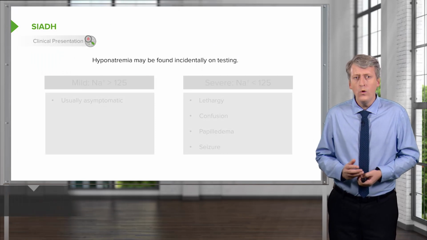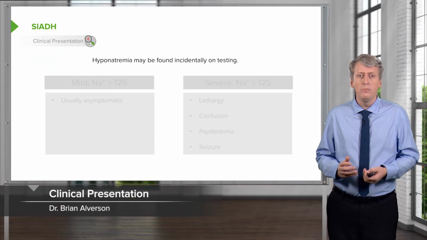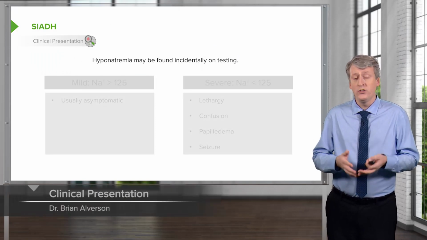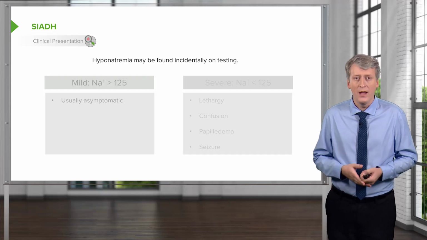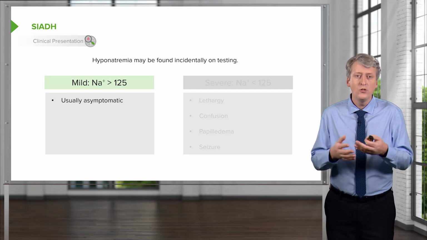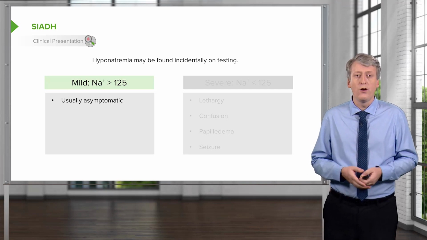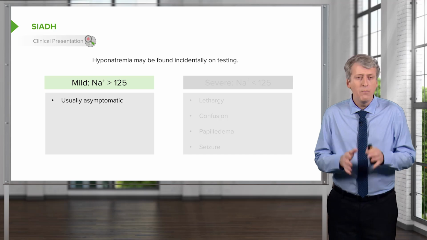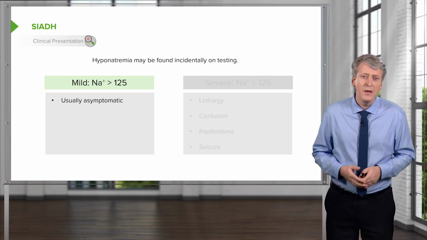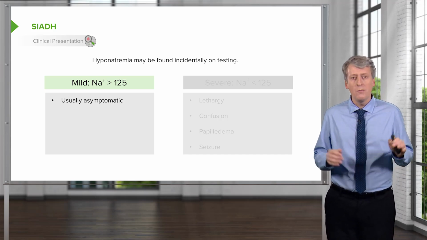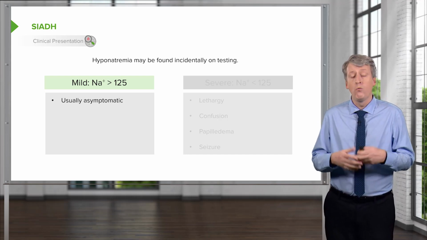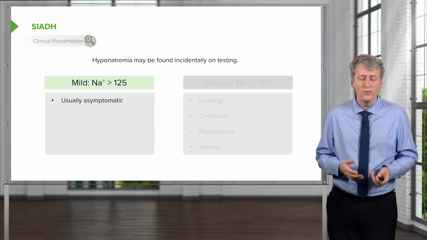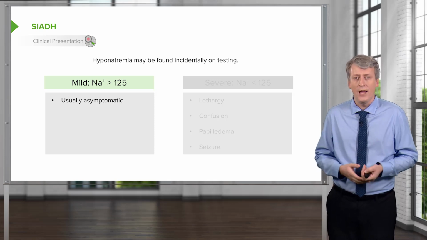So we may sometimes simply find a patient where we check a Chem 7 and we say, hey, look at that, they have a low sodium, and this is how we make the diagnosis. This is usually in patients with fairly mild disease. And by mild, typically these patients are asymptomatic if their sodium is low, but still above 125. A patient with a sodium of 130 isn't really going to notice. They're going to be accommodating that okay.